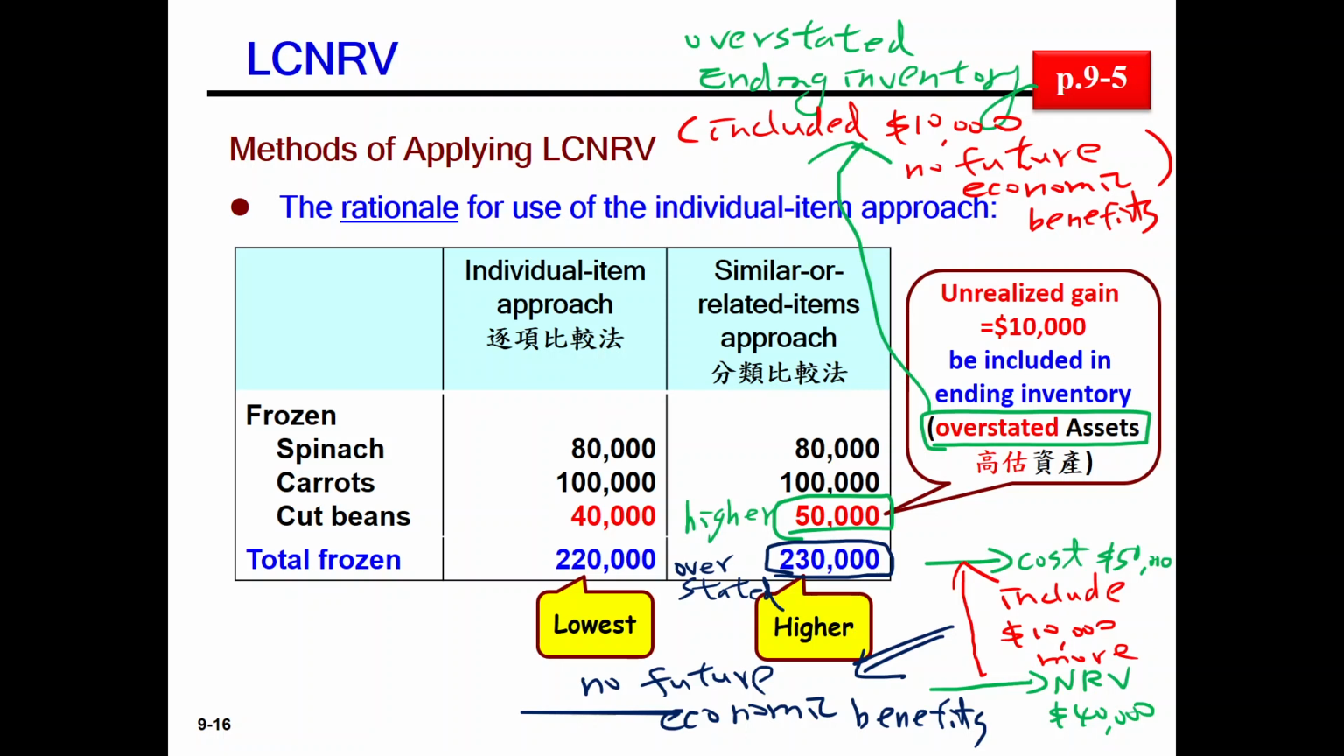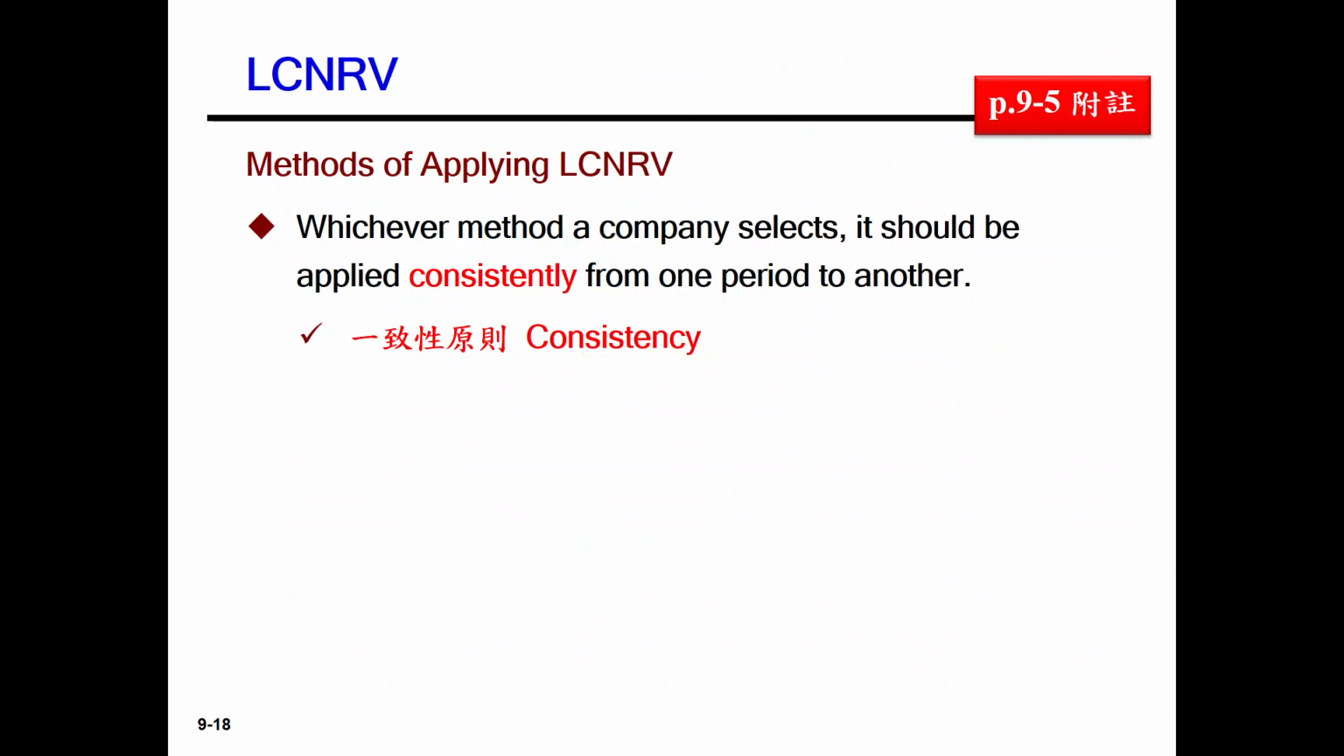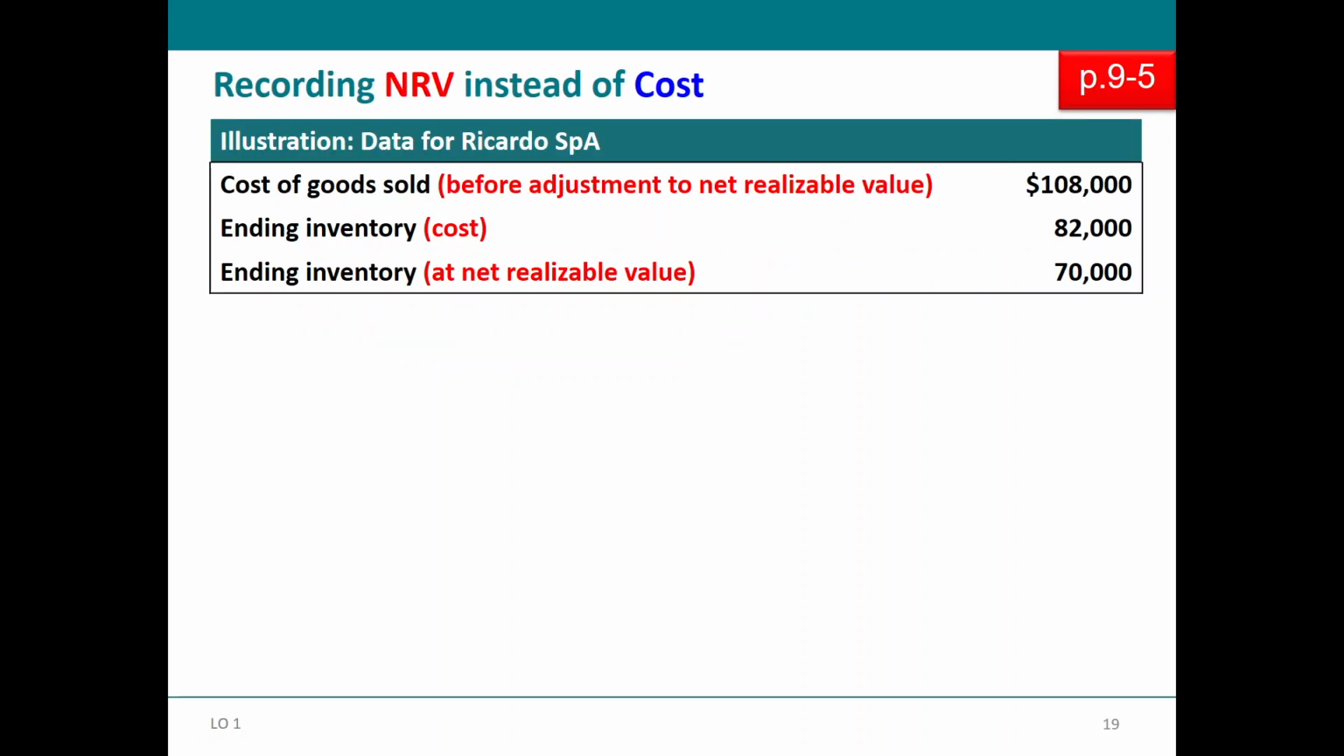But there is only one requirement in accounting. What's that? Consistency. Whichever method you choose, you have to use that method for years. Why? Because we are afraid you manipulate financial statements. Okay? So the only requirement is what? Consistency. Any questions? No problem. Then let's look at the case on your slide 19.